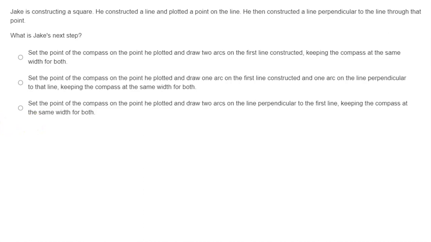Jake is constructing a square. He constructed a line and plotted a point on the line. He then constructed a line perpendicular to the line through that point. What is Jake's next step?